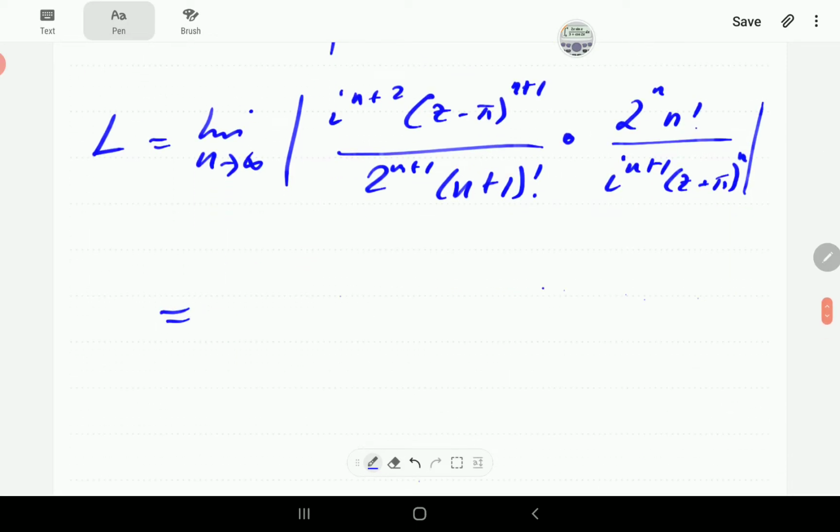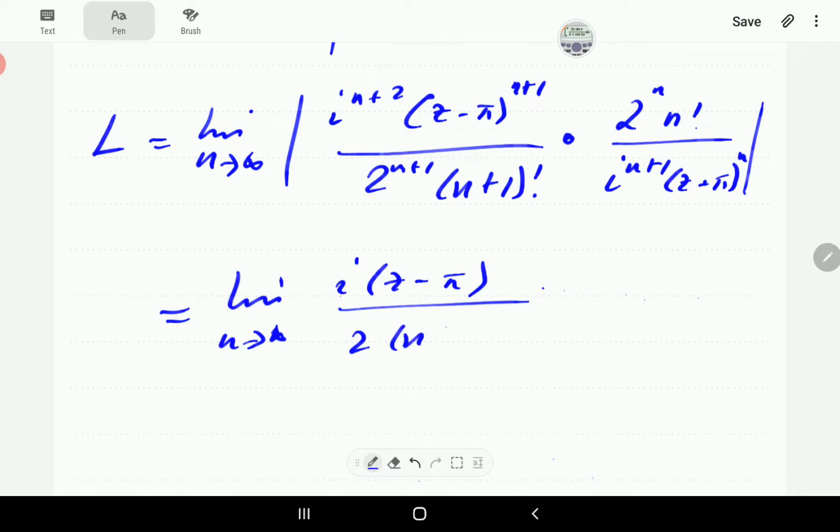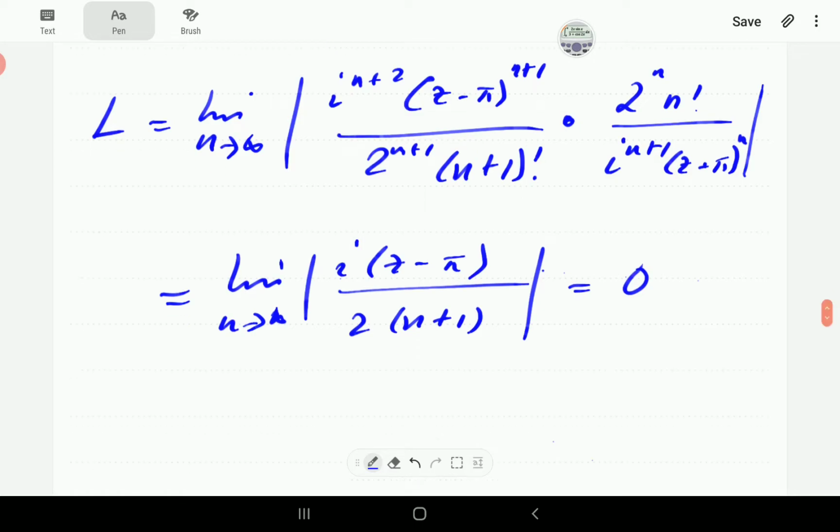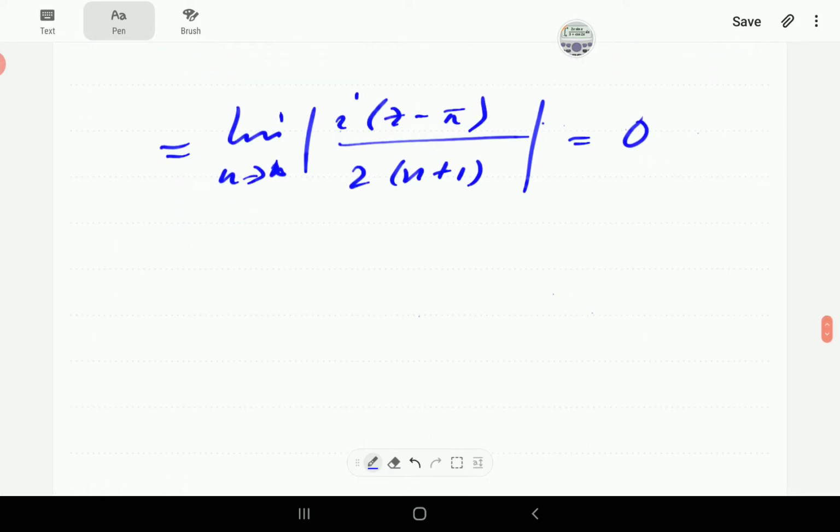Then the i's are going to work out to just i in the numerator here, and z minus pi in the numerator here. The 2's are going to give a 2 here, and then the factorial terms are going to give us n plus 1 here. Then as n goes to infinity, this goes to 0. So that means this series is always going to be convergent.